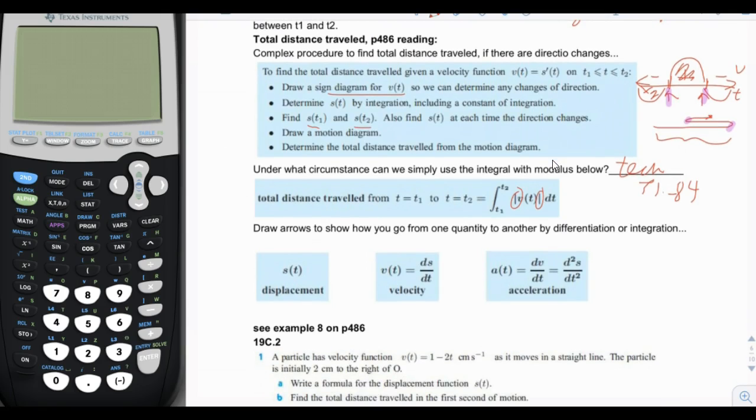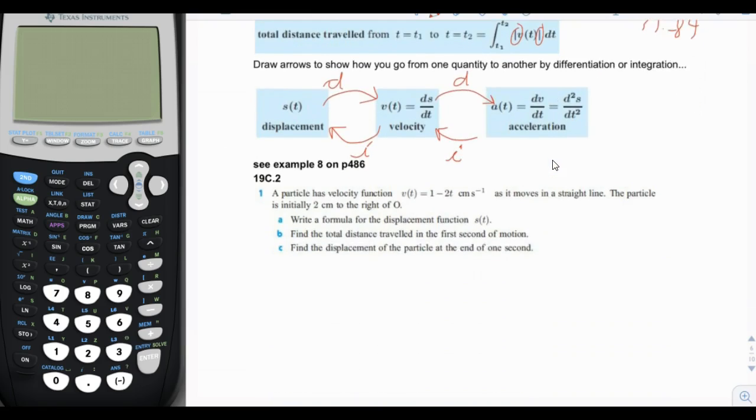Draw arrows to show how you go from one quantity to another by differentiation or integration. Okay, so remember that to go from displacement to velocity, you take the derivative. And when you go from velocity to acceleration, you also take the derivative. When you go from acceleration to velocity, then you're going to do the integral. And then when you go from velocity to displacement, you're going to find the integral also.